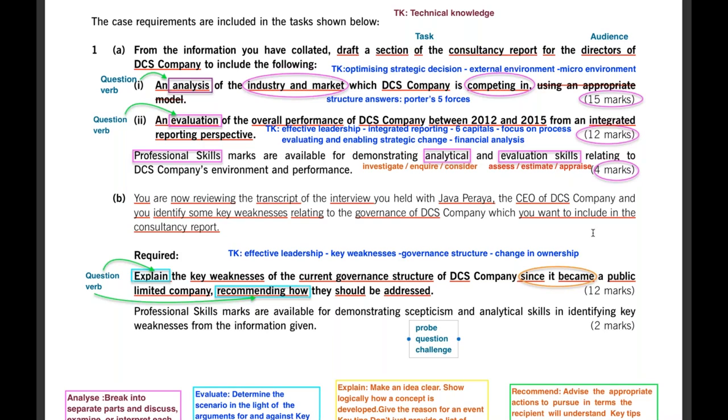The tip here is that, let's say you can't remember anything about Porter's 5 Forces. Here they're talking about the industry and market they are competing in. So when you're talking about industry, you may want to look into the competitors in that particular industry. Where do they stand? Are they the leader in that industry? You may want to analyze that. You may also want to look at who the other competitors are.